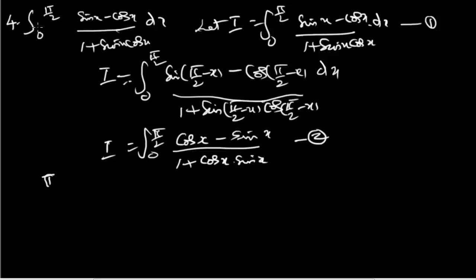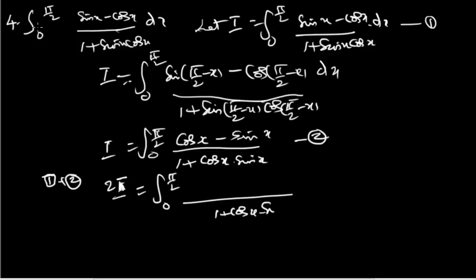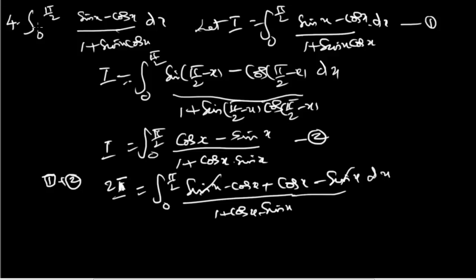1 plus 2 gives you 2I. Left hand side you add. 2I is equal to integral 0 to pi by 2. As the denominator is same, that is 1 plus cos x into sin x. Numerator, you add up: sin x minus cos x plus cos x minus sin x, into dx. See that sin x and sin x cancel, minus cos x and cos x cancel, right? Completely it is equal to 0. 2I is equal to 0, I is equal to 0.